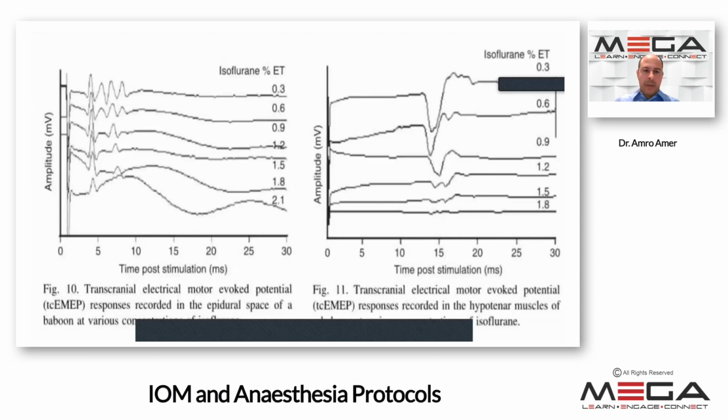On the left side, that's the D wave. On the right side, that's the motor evoked potential. You see, using the same drug, isoflurane, the motor on the right is going down, yet the D wave on the left is mainly not affected.